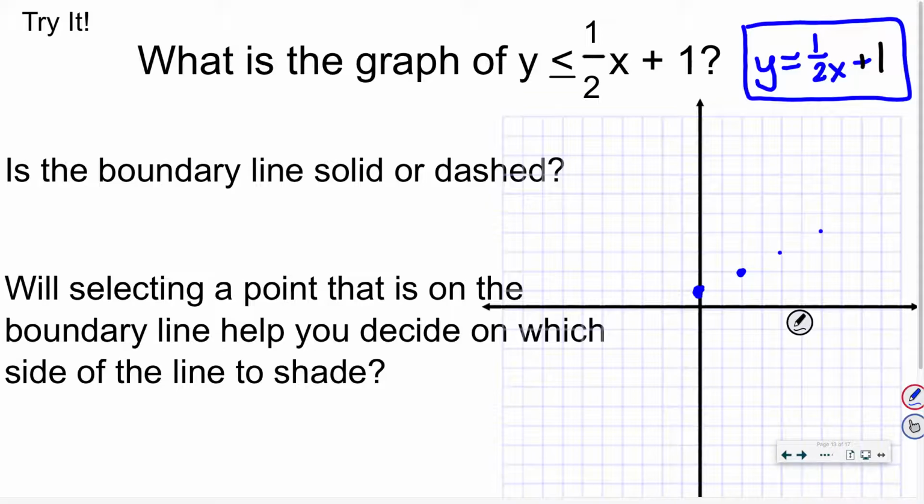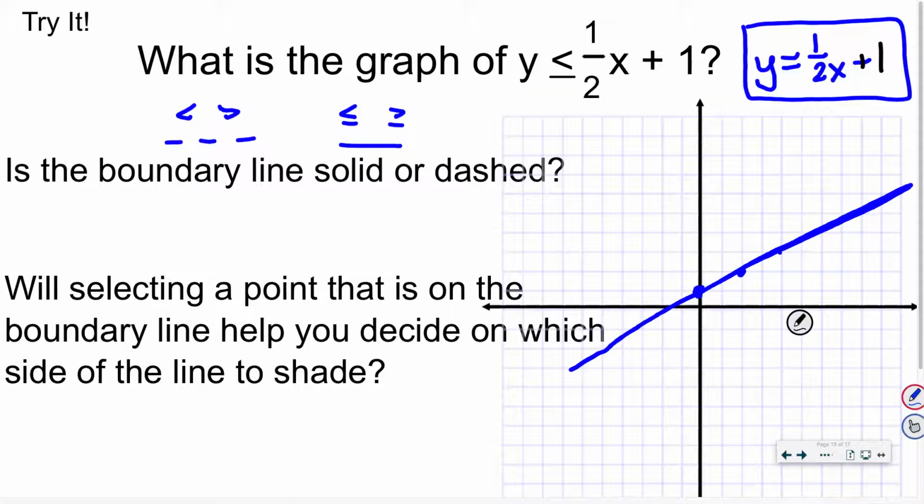Because greater than, less than or equal to. Yes, our boundary line is a dashed line if it's less than or greater than. Less than or equal to, greater than or equal to is a solid line. Our inequality here is less than or equal to, so I can just draw the solid line.